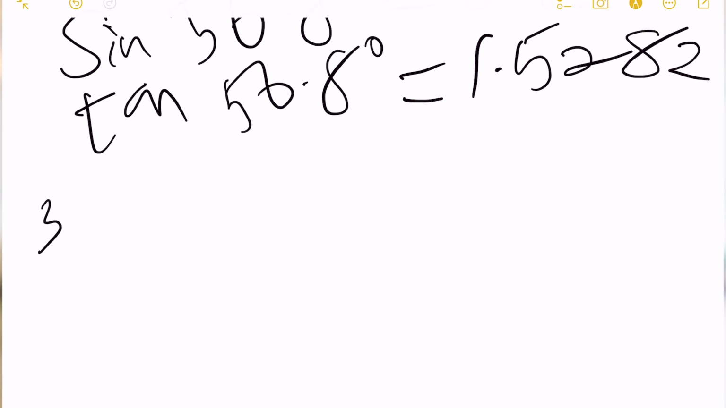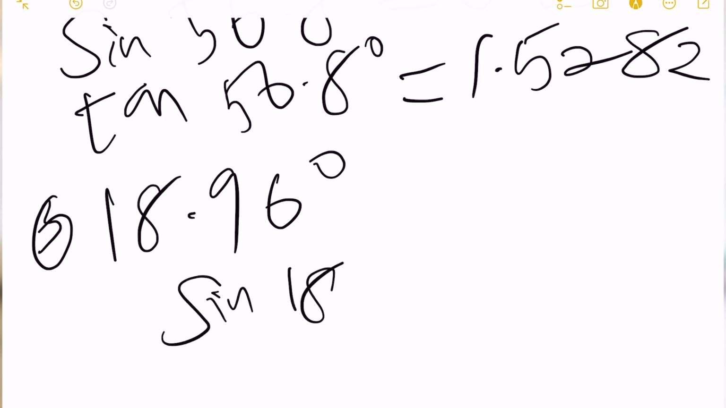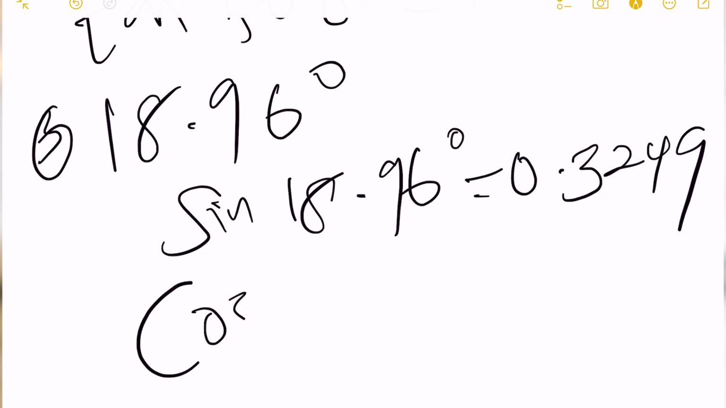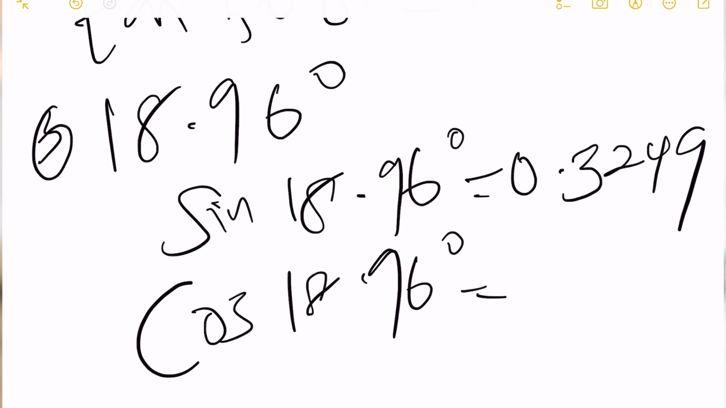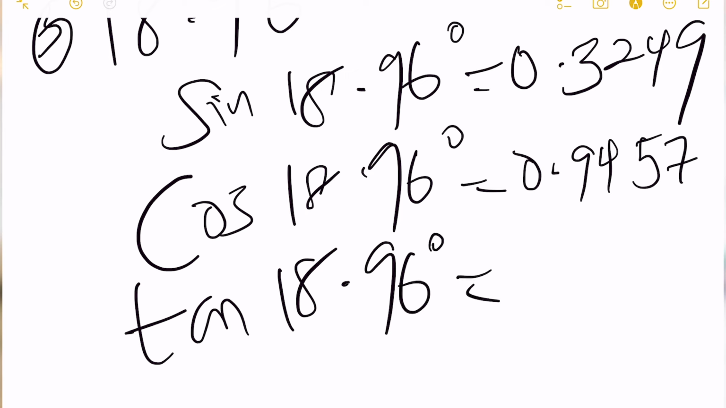Now, the third one, which is 18.96 degrees. Sine 18.96 degrees, we have it to be 0.3249. Our cos 18.96 degrees, we have it to be 0.9457. And we have our tan 18.96 degrees, we have it to be 0.3435.